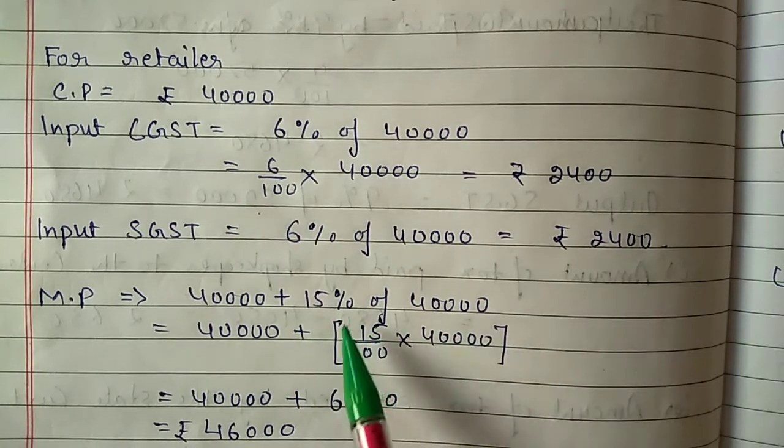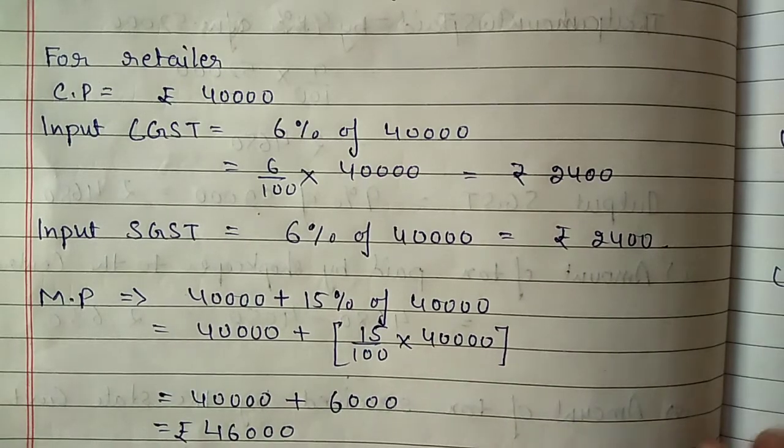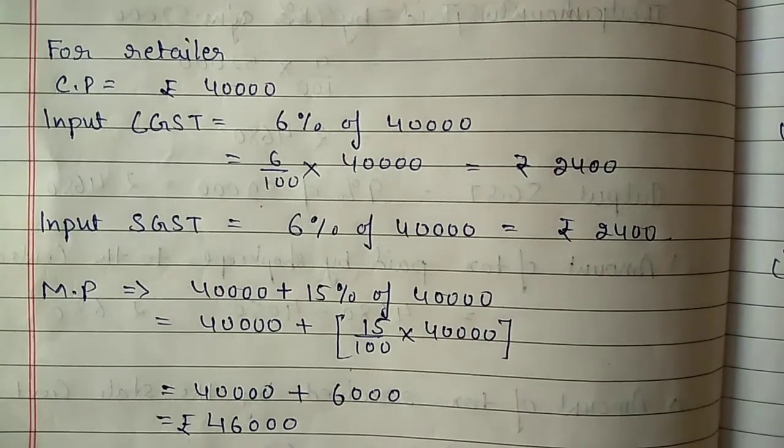Now the mark price for this TV will be 40,000 plus 15% of 40,000, because he is marking 15% above. So 15% of 40,000 is 6,000. So the mark price will become 46,000.